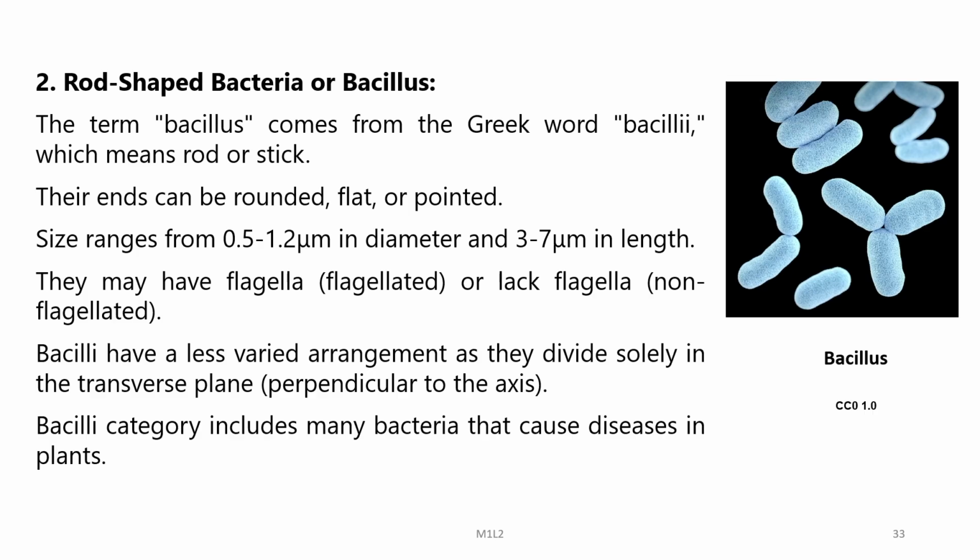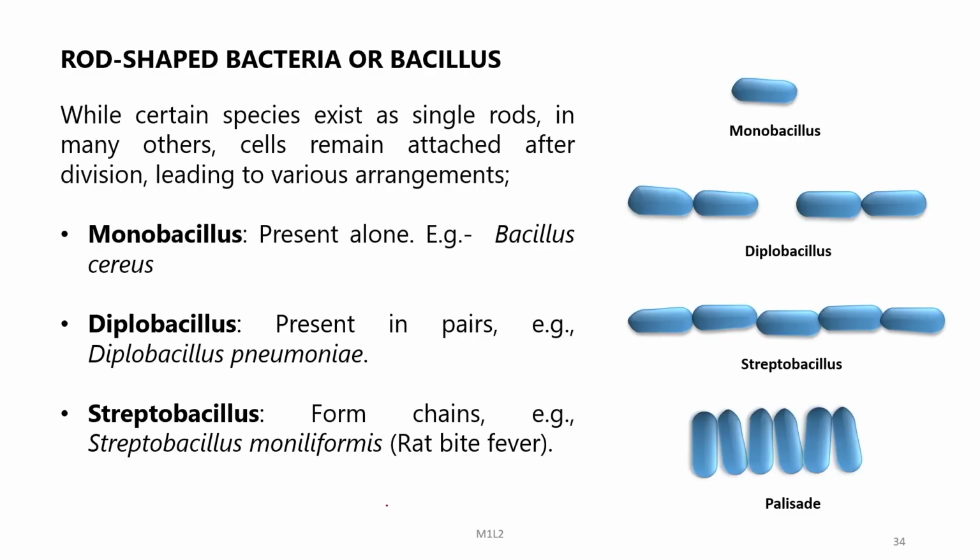The bacilli category includes many bacteria that cause diseases in plants. So let us examine some of the forms of rod-shaped bacteria. While certain species exist as a single rod, monobacillus, in many others the cells remain attached after cell division, leading to various arrangements. For example, Diplobacillus, like Diplococcus, are present in pairs. Example, Diplobacillus pneumoniae. Then you have Streptobacillus, which form chains. Example, Streptobacillus moniliformis.